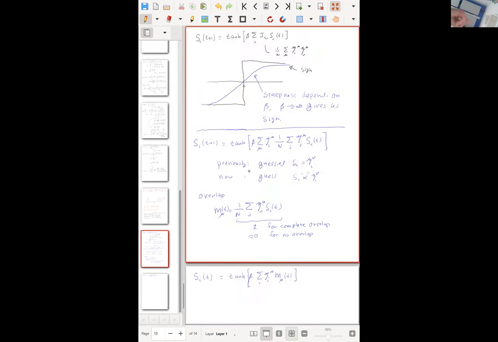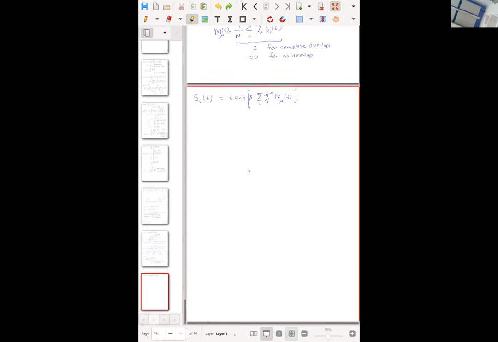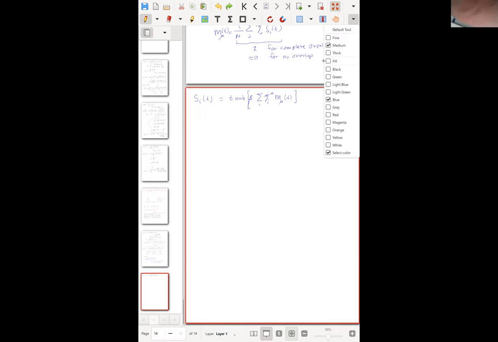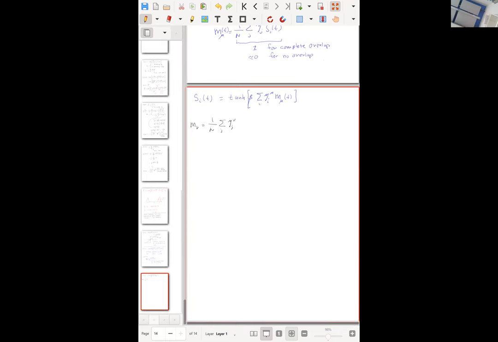Okay. So we go back here, remember that this quantity here is just m mu, from the definition down here. And now what we're going to do is write down a self-consistent equation for m nu. So write m nu, m nu is equal to 1 over n the sum on j of eta j nu, so this is m nu evaluated at time t plus 1, sj of t.